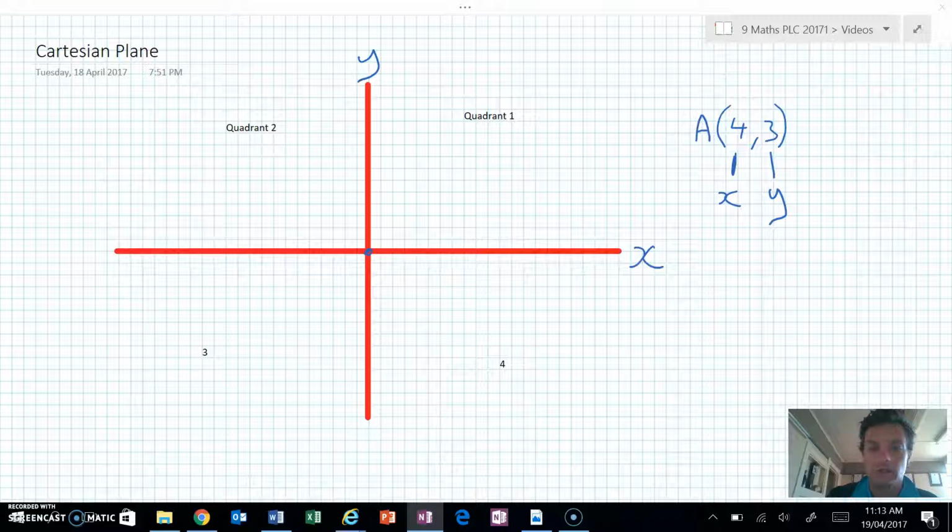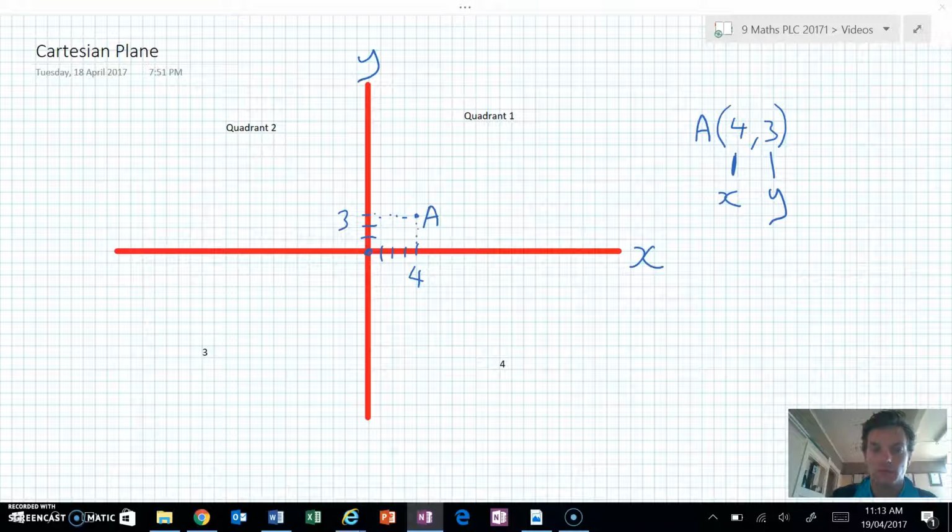So all we need to do is go to x and count across 4. So this would be 1, 2, 3, 4. So there's 4. But we've also got to go up 3 on the y-axis. So 1, 2, 3. So what we do is we take the intersection of those points and we end up here on the line. So that is point A. Now they're both positive numbers.